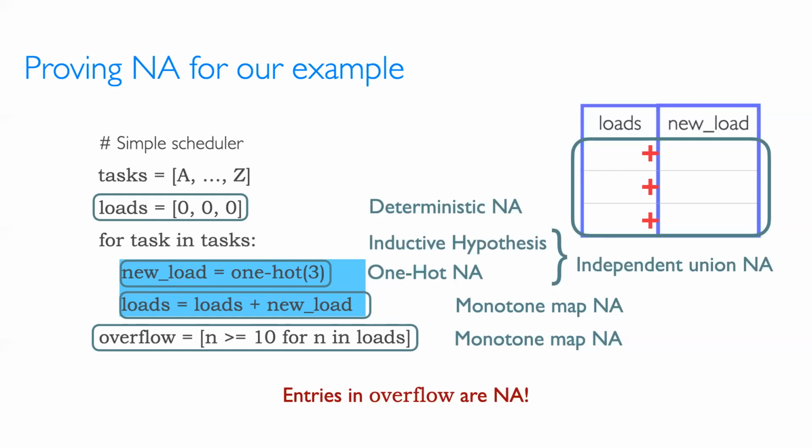Okay. And so union and map are the way of propagating NA across the transition relation? Yes. Yeah. Any other questions?